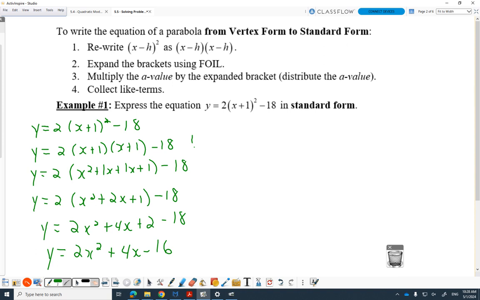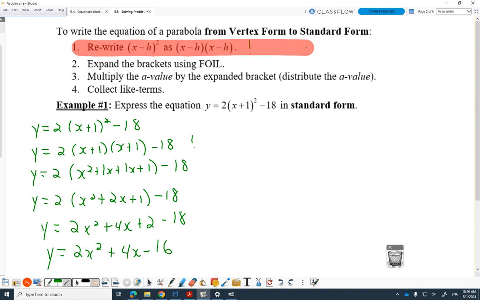Let's check the instructions and see if the instructions say what I did. Rewrite x minus h squared as x minus h times x minus h. Key, let me put an exclamation mark there. I might even red highlight that. I nominate that as the number 1 error in this chapter that people make: forgetting to take a squared set of brackets and write it out as 2 brackets and FOIL it out.